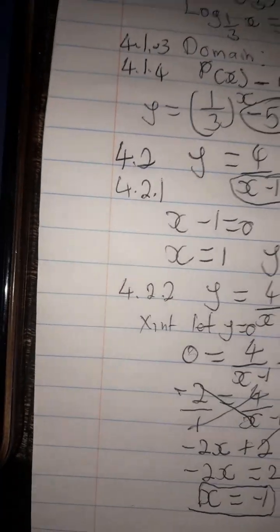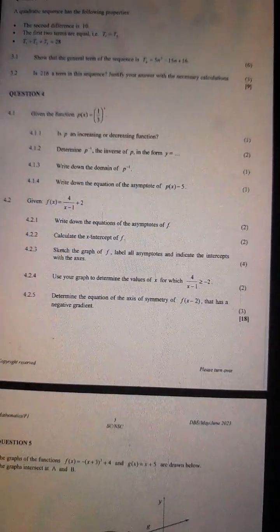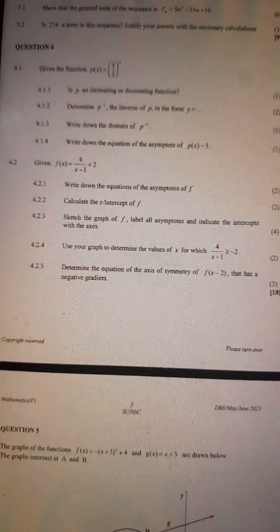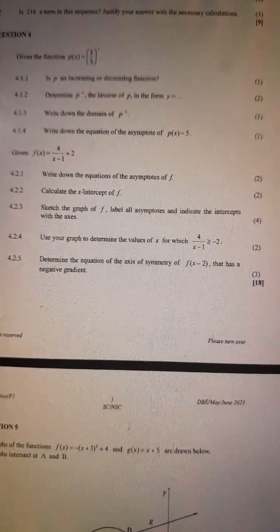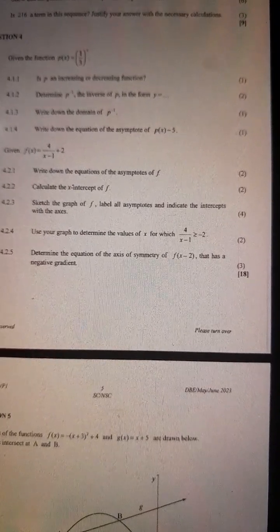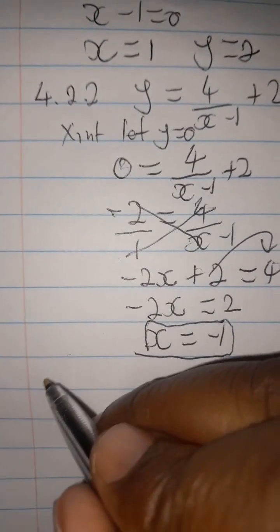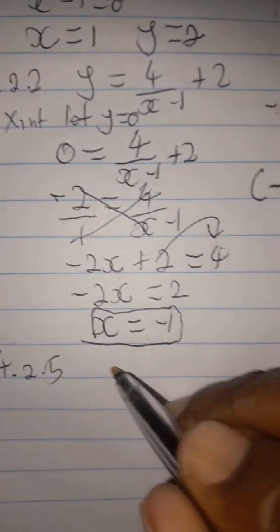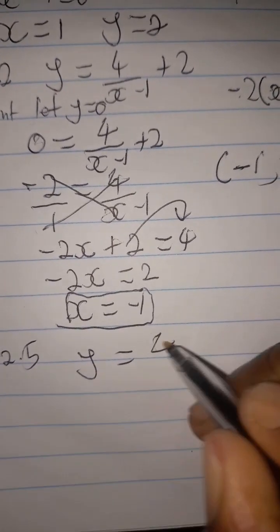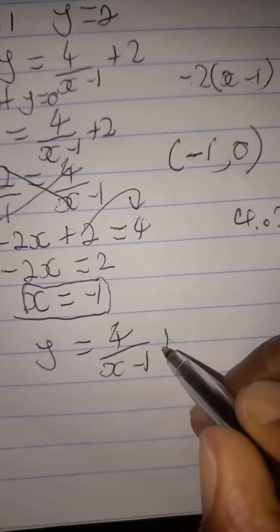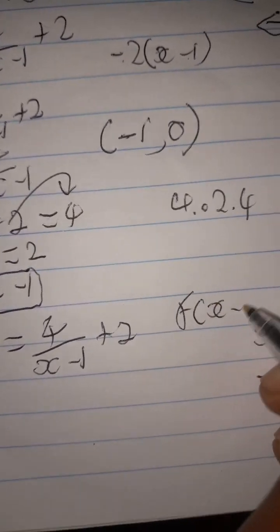All right. Let's go to the last question of our video, 4.2.5. Determine the equation of the axis of symmetry if there's a shift of x minus 2 that has a negative gradient. Okay, let's see when they shift this graph, what is going to happen. So we have 4.2.5. Remember, our equation was given as the original equation, 4 all over x minus 1 plus 2. But now we're told that there's a shift of x minus 2.